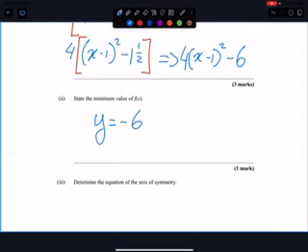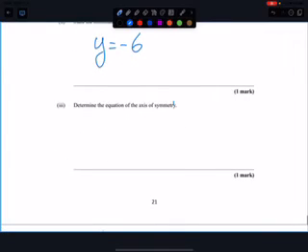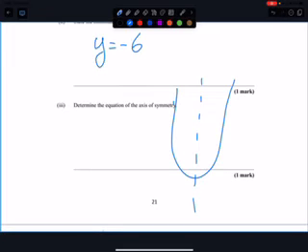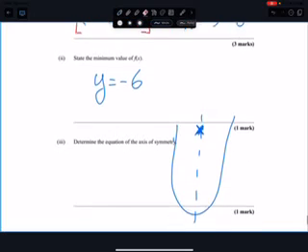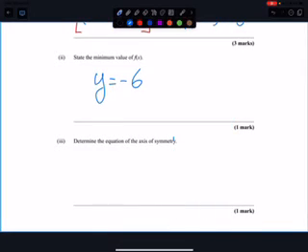Determine the equation of the axis of symmetry. What is the axis of symmetry? When you have the lowest mark, the one in the middle, the x value is the axis of symmetry, which you already have, which is where? Here. Whatever is negative in the brackets means it's positive outside of the brackets. Where is it? X is 1. That's the answer. 1 mark, 1 mark.